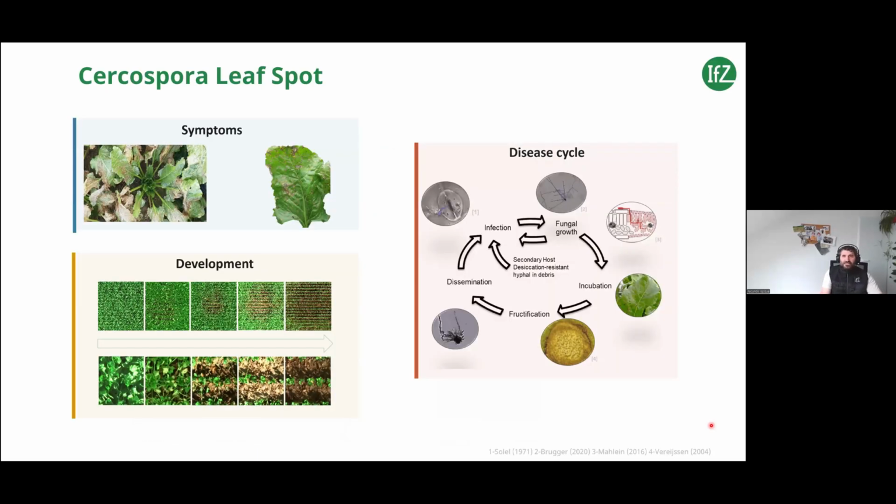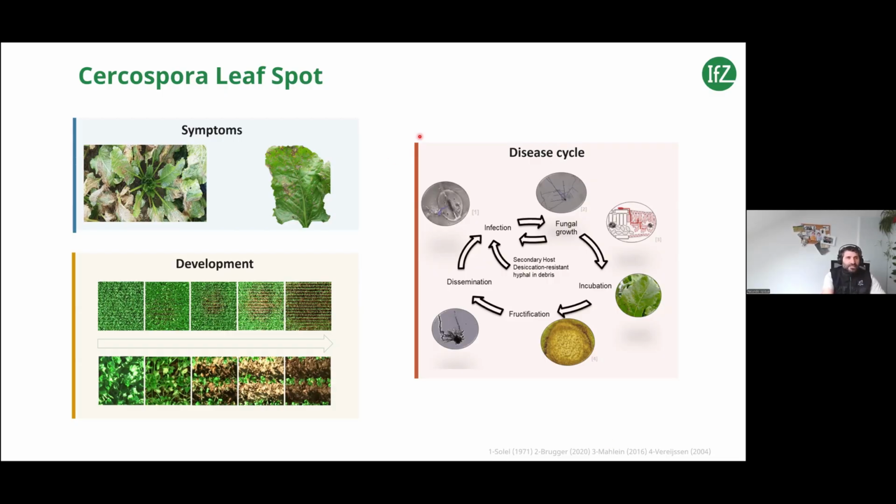The first question is, can you imagine losing more than 50% of your production? That can happen if your sugar beet field is affected with this disease. The disease I worked on during my PhD was Cercospora leaf spot. It's a polycyclic disease, which means you have more than one cycle in a season. It can happen up to 50 times.